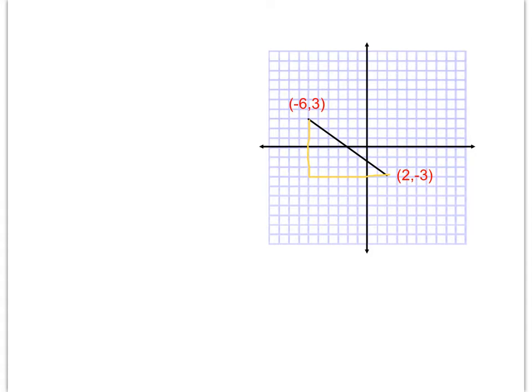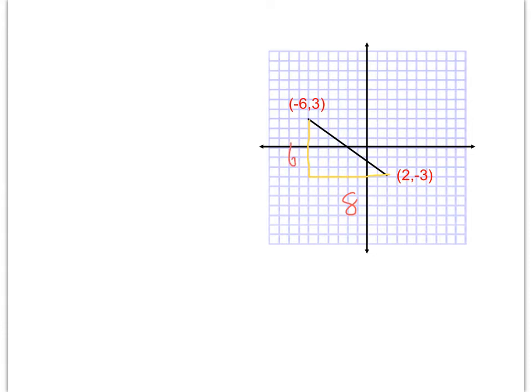Going along the x's, I got 1, 2, 3, 4, 5, 6, 7, 8. I'm going to write in 8 right there. Looking at my y's, I got 1, 2, 3, 4, 5, 6. I'm going to write that in right there.